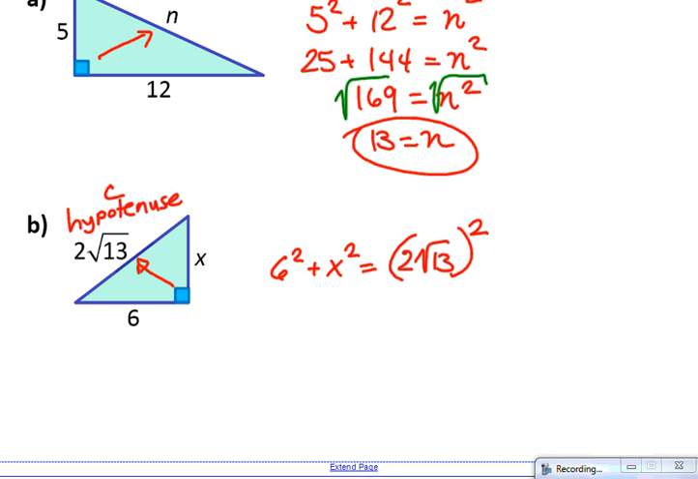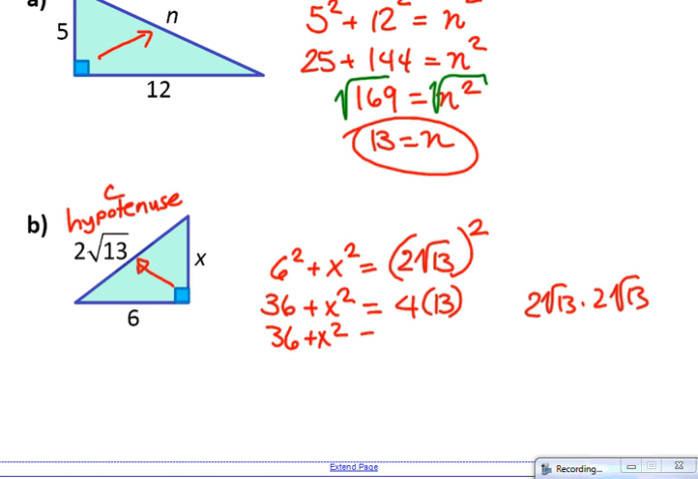So PEMDAS, I'm going to square everything and get 36 plus x squared. When I square 2 square root of 13, it's going to look like 2 square root of 13 times 2 square root of 13. So front times front is going to give me a 4. Square root of 13 times square root of 13 is going to be 13. So it's going to be 4 times 13. So now I'm going to have 36 plus x squared is equal to 52. Now I will subtract my 36 from both sides and get that x squared is equal to 16. I will take the square root of both sides and come up with x is equal to 4.